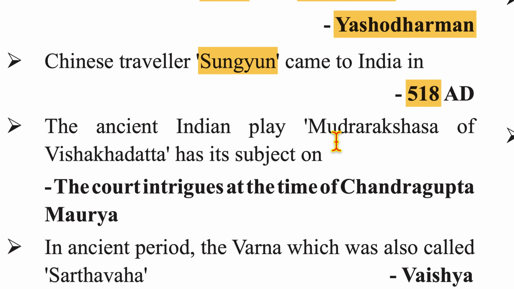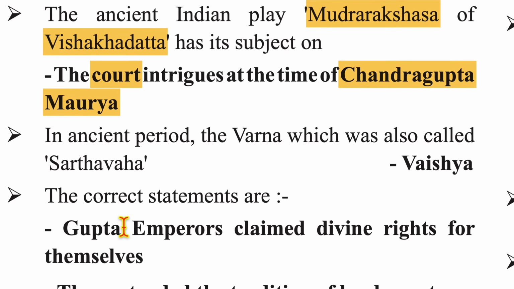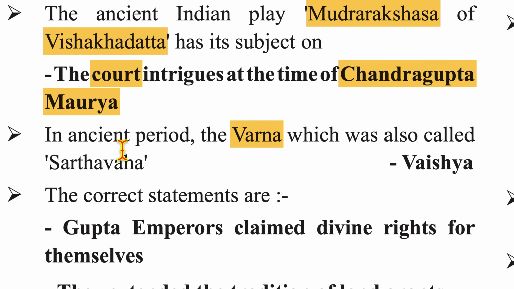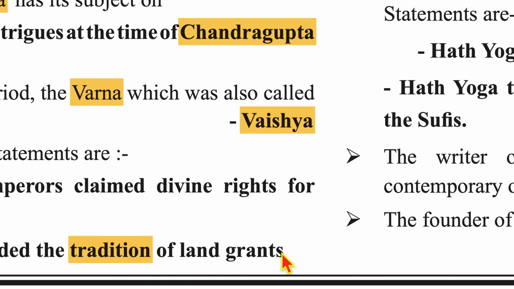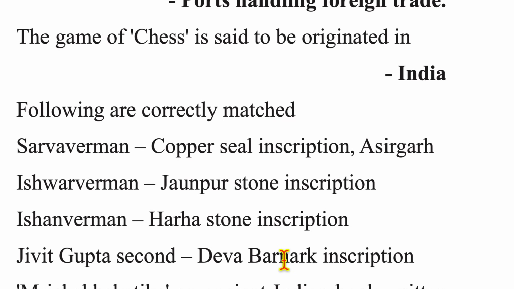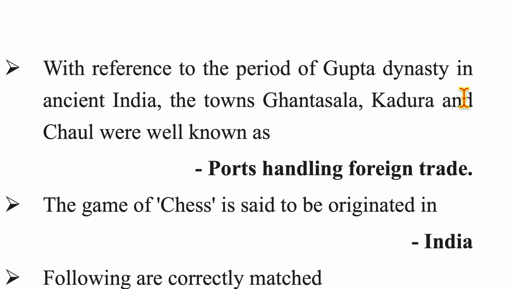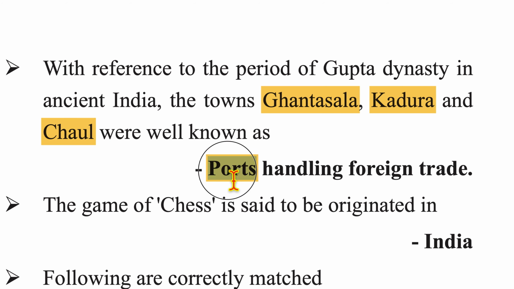The ancient Indian play Mudrarakshasa of Vishakhadatta has its subject on the court intrigues at the time of Chandragupta Maurya. In ancient period, the Varna which is also called Sarthavaha, answer is Vaishya. The correct statements are: Gupta emperors claimed divine rights for themselves. They extended the tradition of land grants.